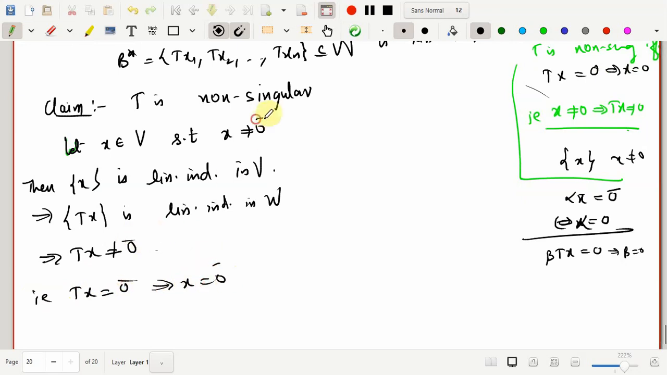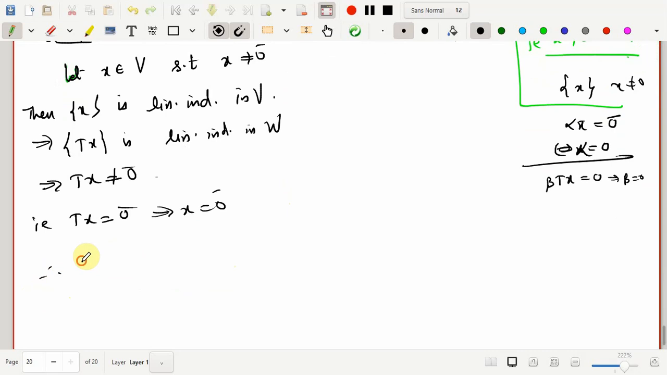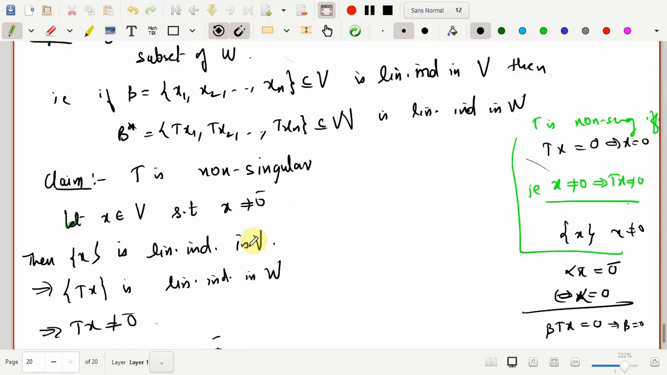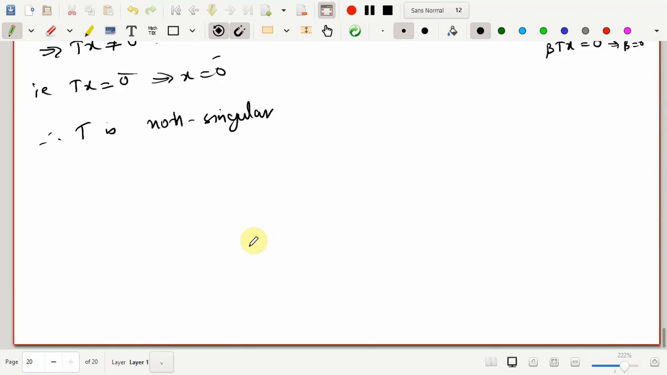Therefore I can say that T is non-singular, which means that the kernel of T contains only the zero set, because 0 is the only vector which maps to 0. Conversely, now what we will show is that we will assume that T is non-singular, and we have to show that T preserves linear independence, which means that if I have a subset of V which is linearly independent, then the corresponding image set has to be linearly independent.